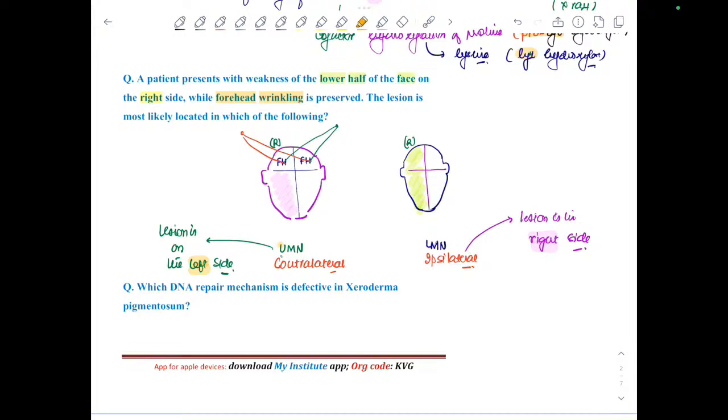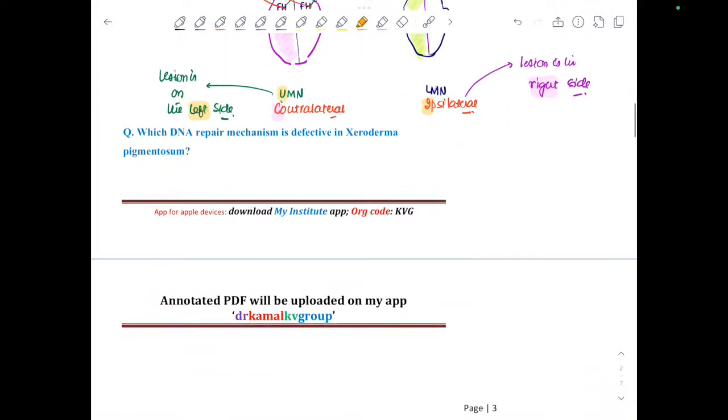Forehead is spared in upper motor neuron, with involvement of the corticobulbar fibers on the opposite side, and lower motor neuron means same side facial nerve palsy. That is what you should remember, and it has been asked many times. Please be good with this particular concept. It is a very favorite for the exam setters.